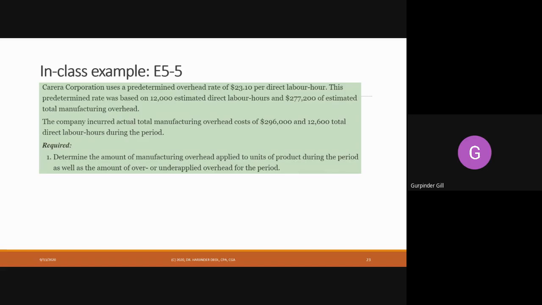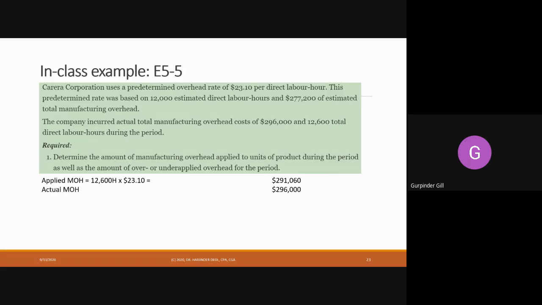So, how much of your manufacturing overhead was applied based on the predetermined rate? So, our predetermined rate of $23.10. As we go, we would have applied that to 12,600 direct labor hours during the year. So, all in all, during the year, we have applied $291,060 of applied manufacturing overhead.